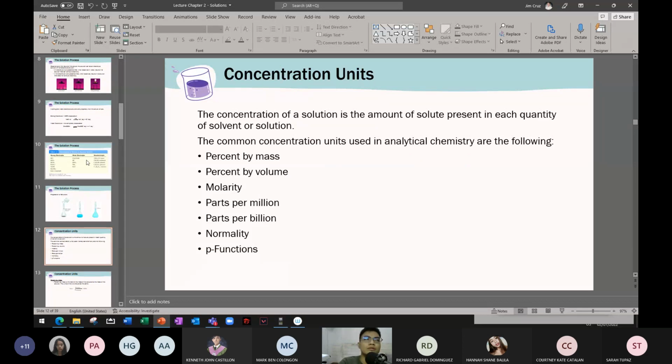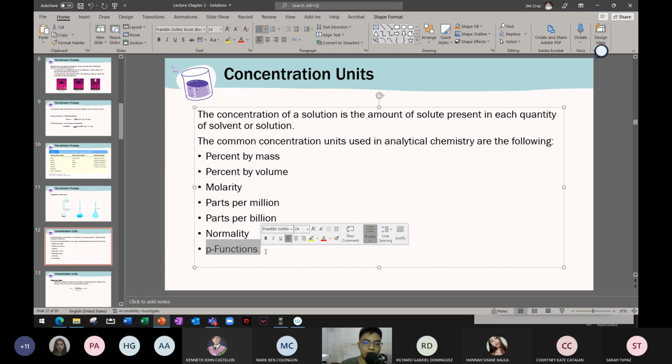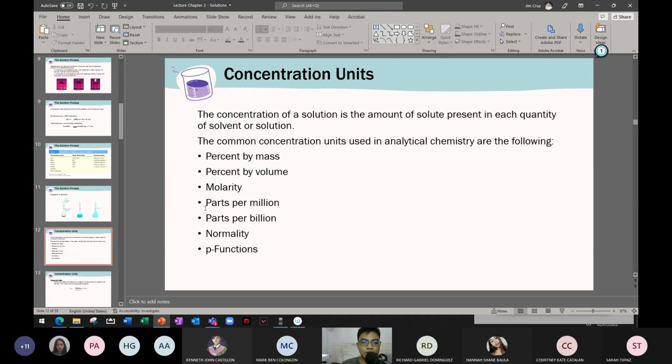Okay, so concentration in itself is defined as the amount of the solute present in your solvent or in your solution. And there are lots of units in chemistry, but the most commonly used ones are molarity and the P function. If you still remember, molarity and P function are the most used, but others are also used. So for this session, we will cover the remaining part.